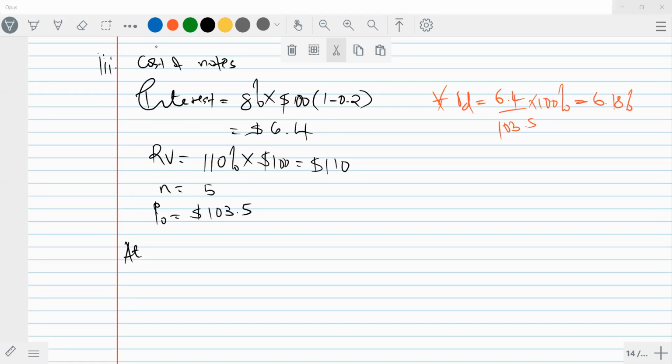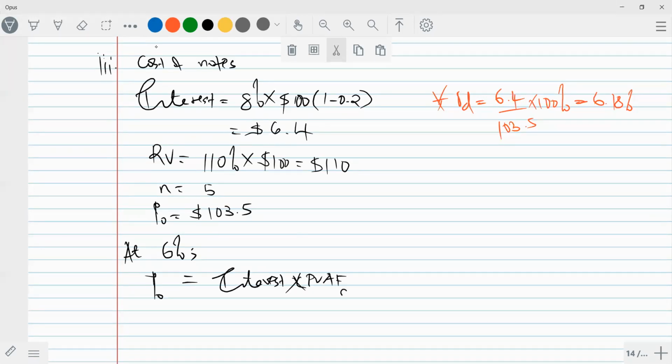But therefore, we can begin with 6. We can begin our discount rate at 6% and see how much it will give us. At 6%, this is our first trial. The same equation we normally follow, just to remind you: P naught is equal to the net of tax interest you'll be getting, multiplied by the present value annuity factor for n years at R%, plus the present value of the redemption value, the interest factor, n years at R%.